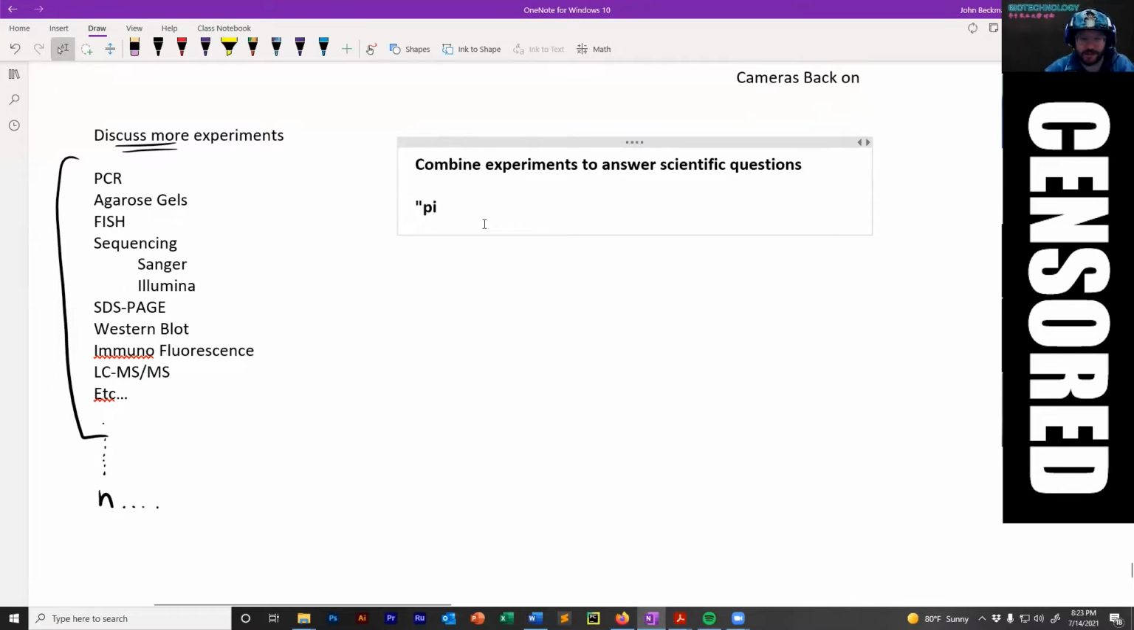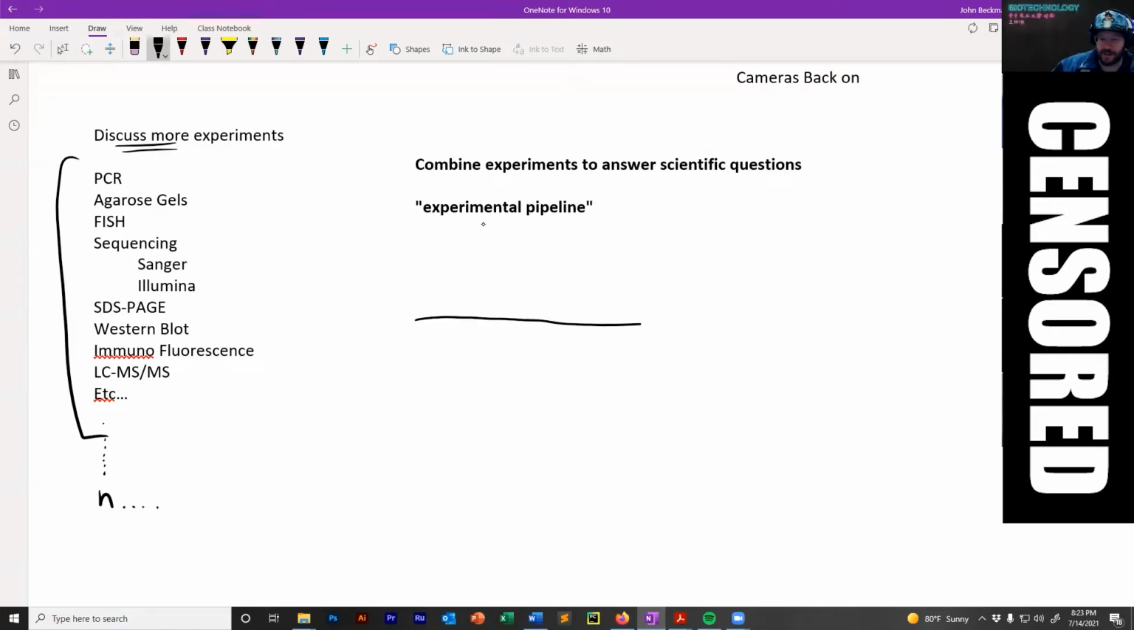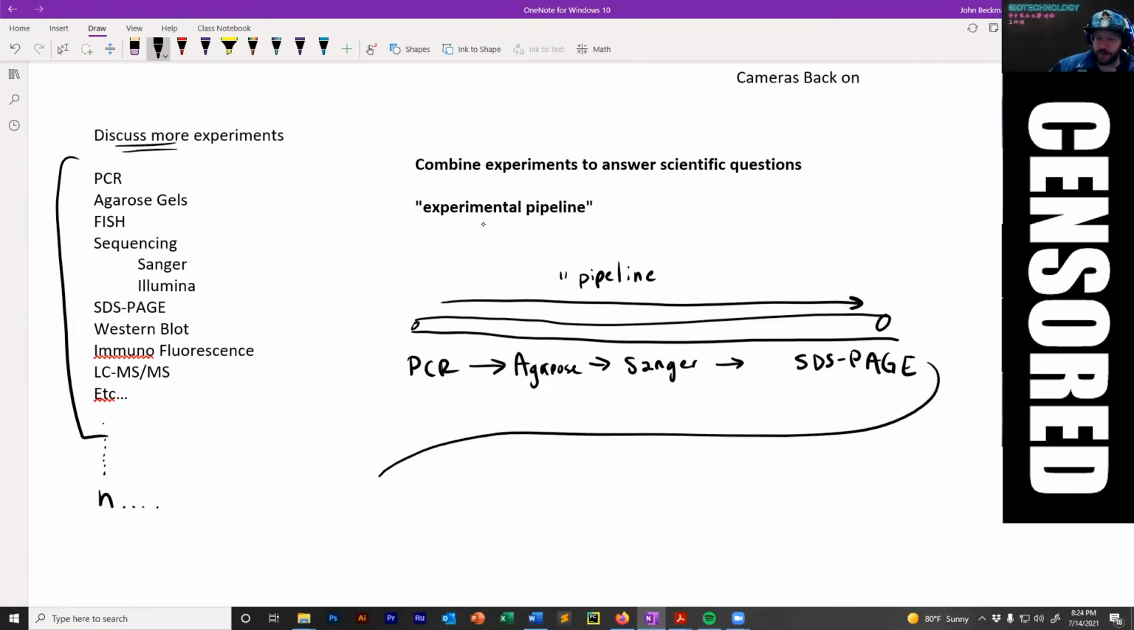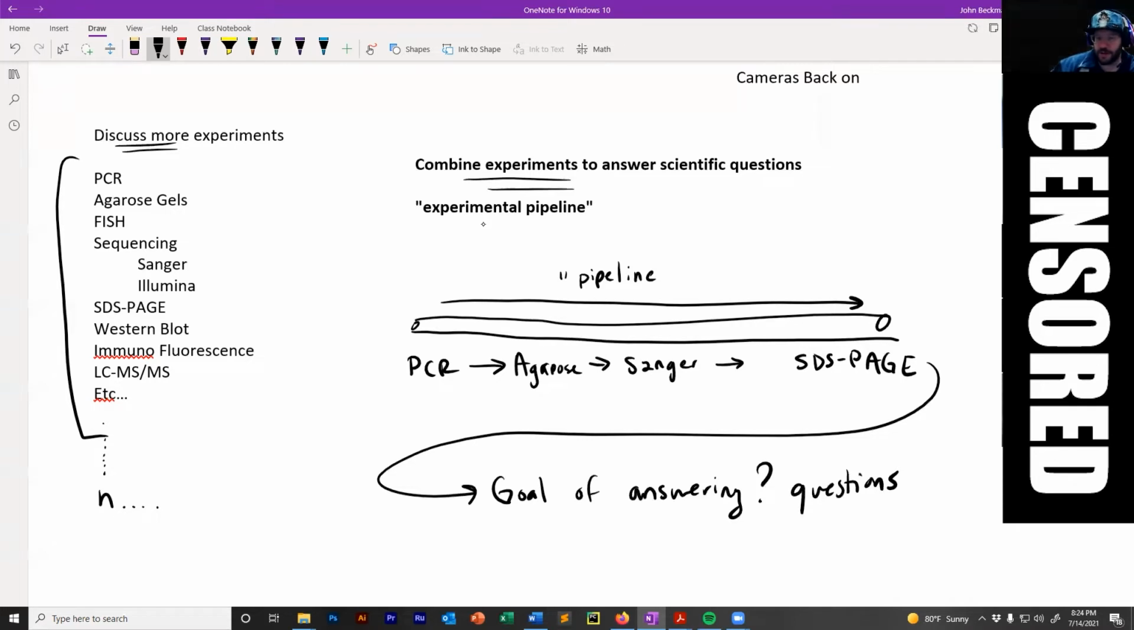In English, we call this an experimental pipeline, okay? A pipeline is like a pipe through which liquid flows. And you have to learn how to do experiments in a pipeline. Like maybe you do PCR, then you do agarose gel, and then you do Sanger, okay? And then maybe after that, you do an SDS page with the goal of answering questions, okay? You need to learn how to do this.